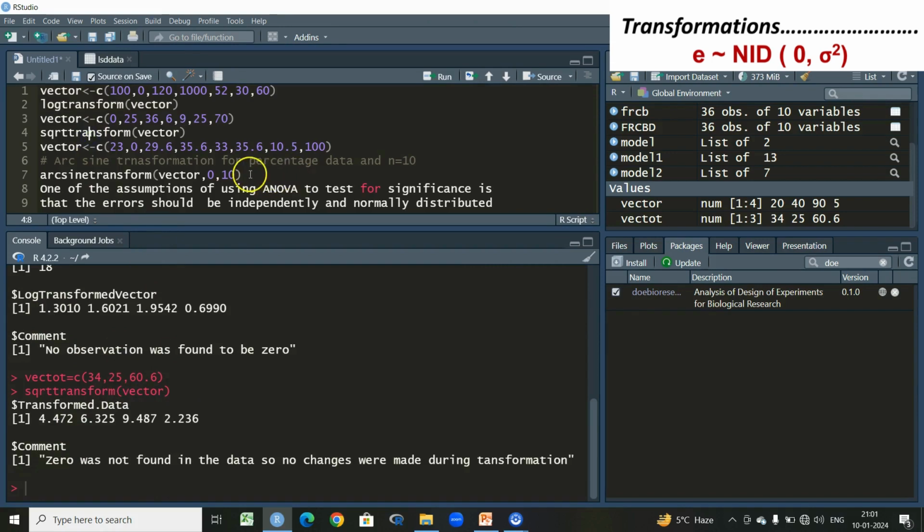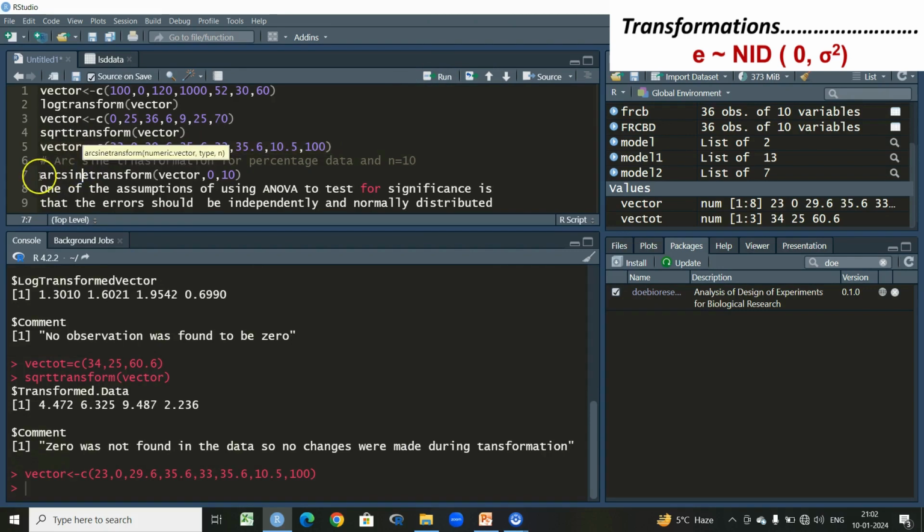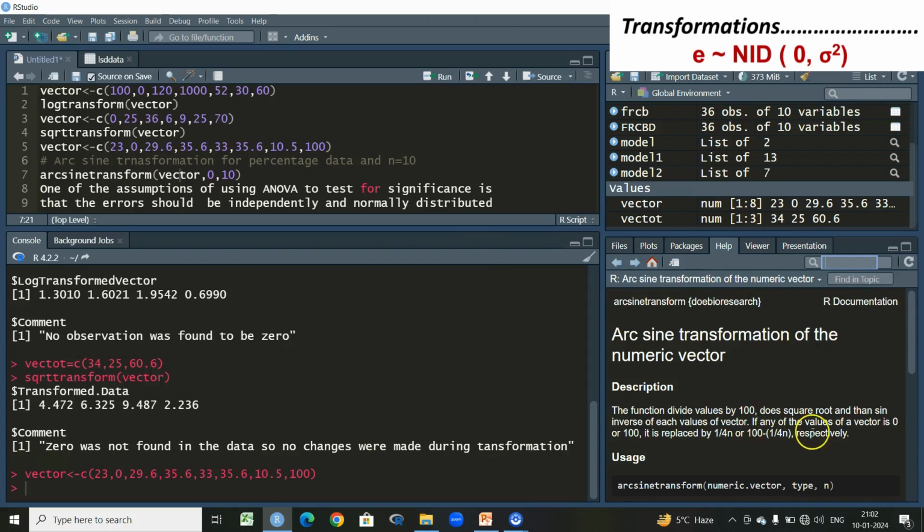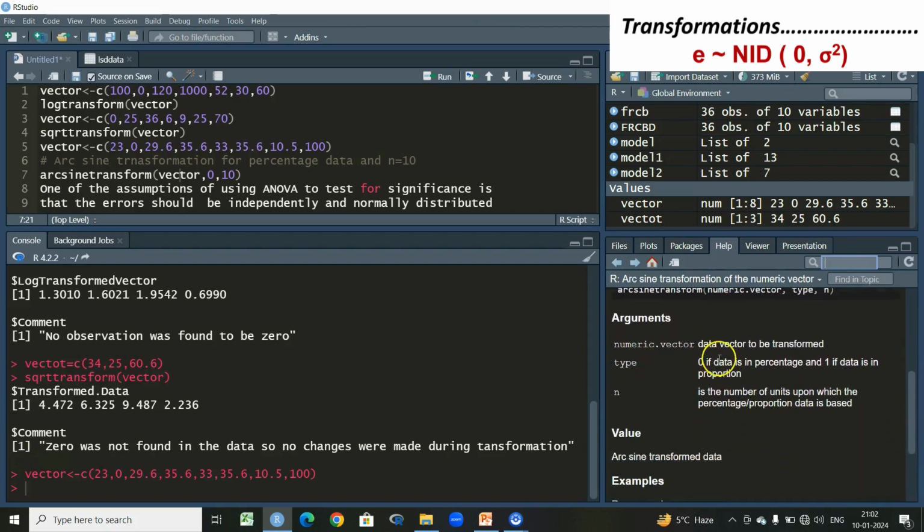Then in order to perform the angular transformation, let us suppose we have a vector here. Let us run it. Now in order to implement this, we have to write the function arcsinetransform. Then we have to write the name of the vector which we have given, or it might be in columns. You might have created a data frame also. Then we have to write two things: one is 0 and another one is 100. So you can see the arguments here: the 0 is used if our data is in percentage. Then we have to write n, which stands for the number of units. If I write 1 here, that means our data is present in proportion, so we have to be a bit cautious here. So let us run it.